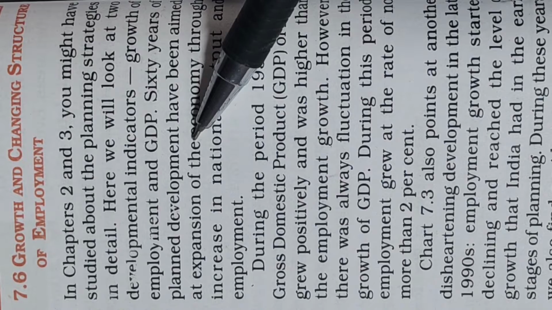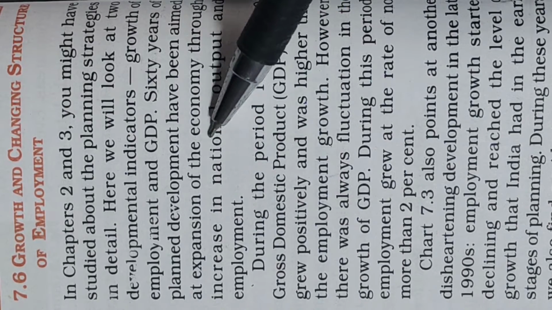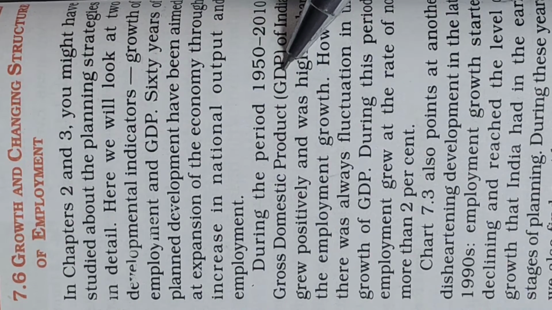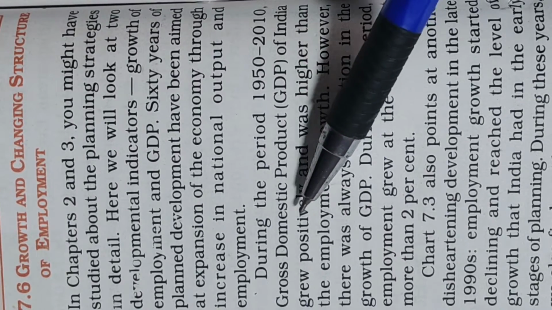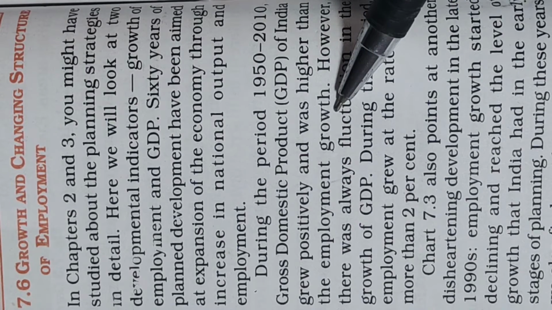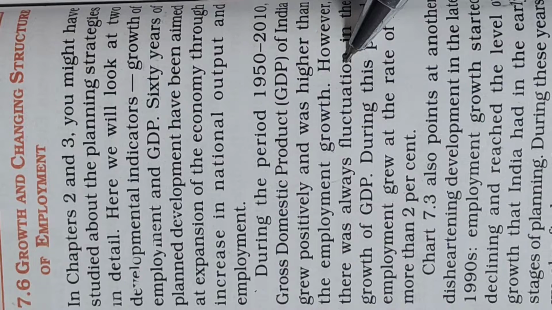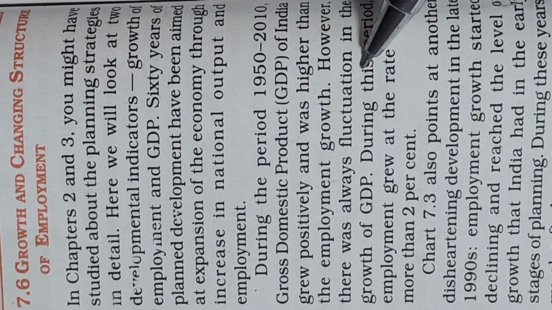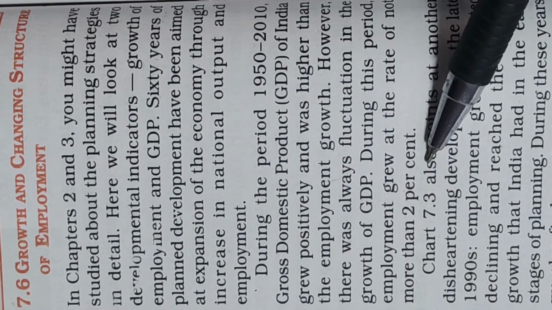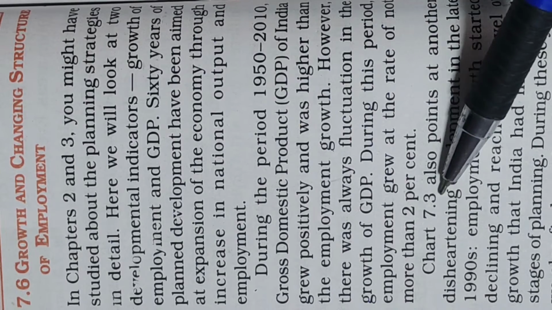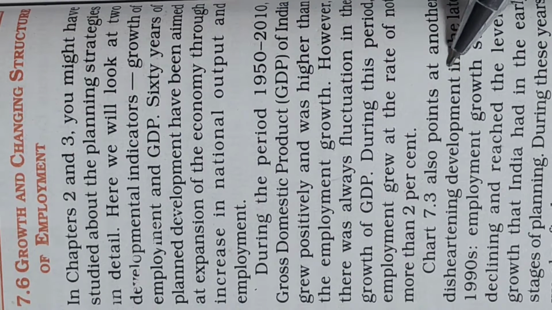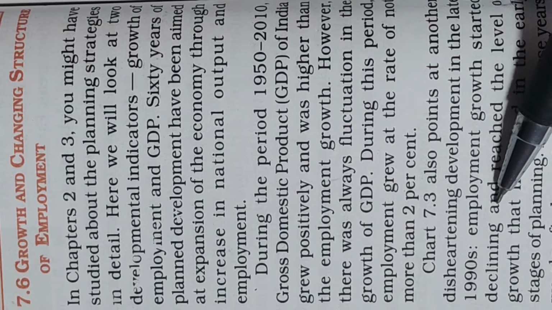60 years of planned development have been aimed at expansion of the economy through increase in national output and employment. During the period 1950 to 2010, gross domestic product (GDP) of India grew positively and was higher than the employment growth. However, there was always fluctuation in the growth of GDP. During this period, employment grew at the rate of not more than 2%. And this is exactly what chart 7.3 points out. It points out another disheartening development in the late 1990s.